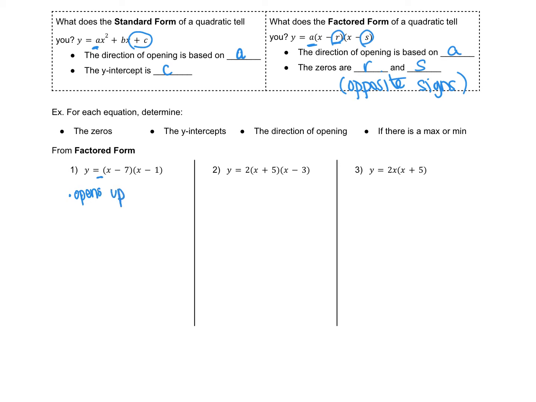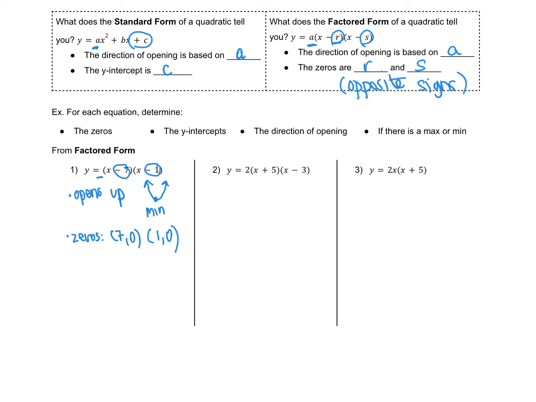Now, because it opens up, we can also tell if there's a max or a min. We don't know the actual value, but we can figure out what we have. So it's opening up, which means this vertex here is a minimum. For the zeros, let's look at the numbers inside the brackets. We have negative 7, so one of our zeros is positive 7. And we have negative 1, so one of our zeros is positive 1. So remember to switch those signs.